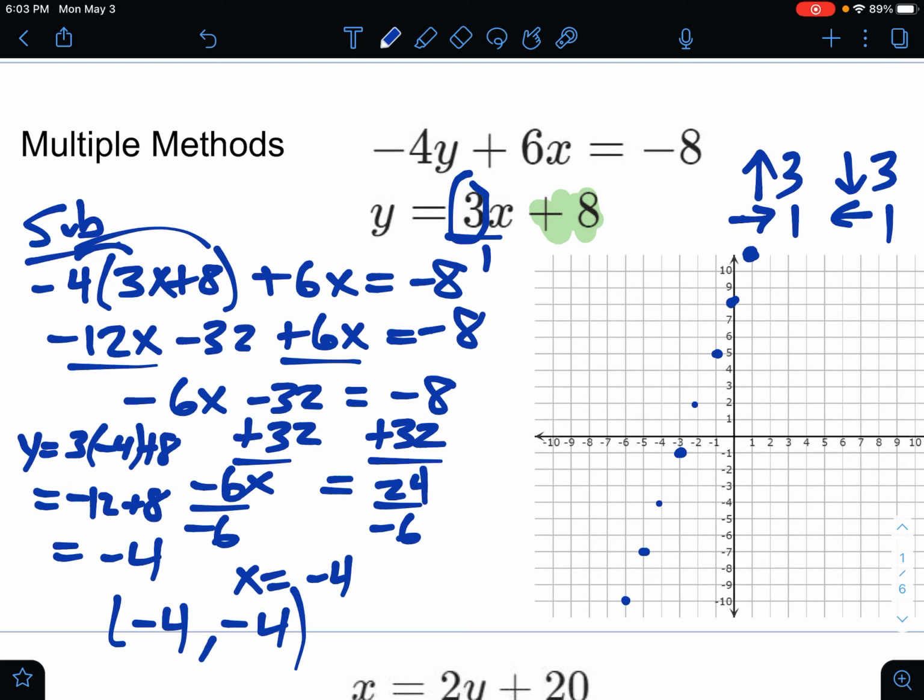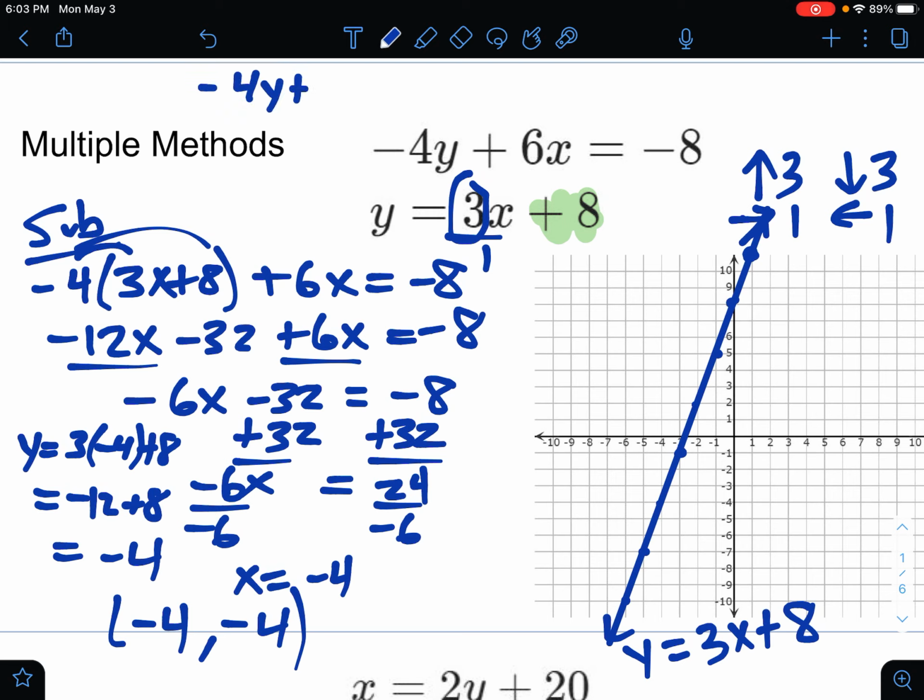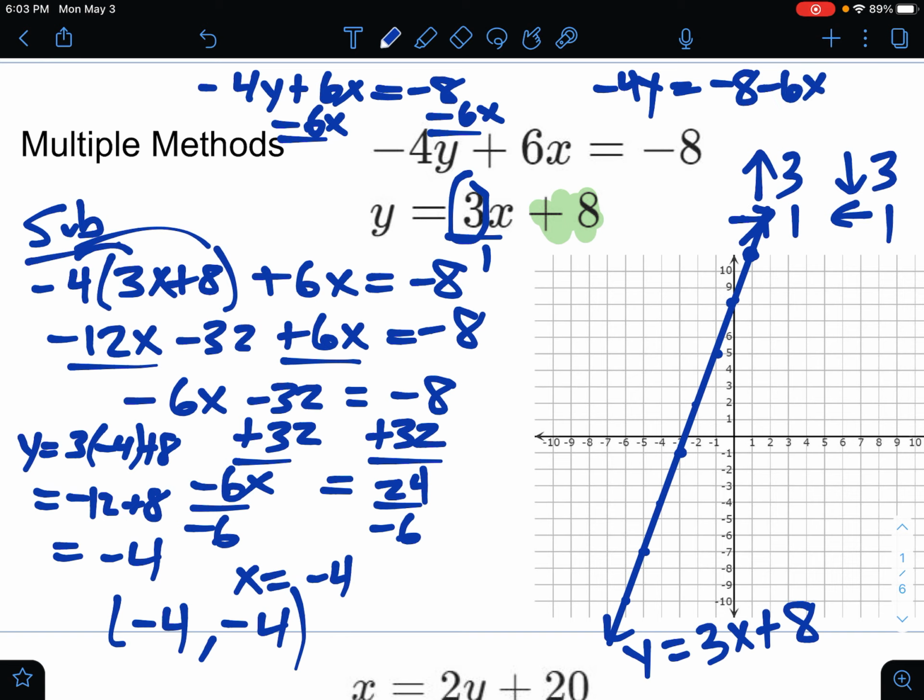Now I'm going to use my straight edge. I'm going to connect through these to make the line. I'm going to label it y equals 3x plus 8. Okay, for the other equation, we've got to get into y equals form first. It's not y by itself yet. So I've got to take negative 4y plus 6x equal to negative 8 and get y by itself. I'll move the x's first by subtracting. So we get negative 4y equals negative 8 minus 6x.